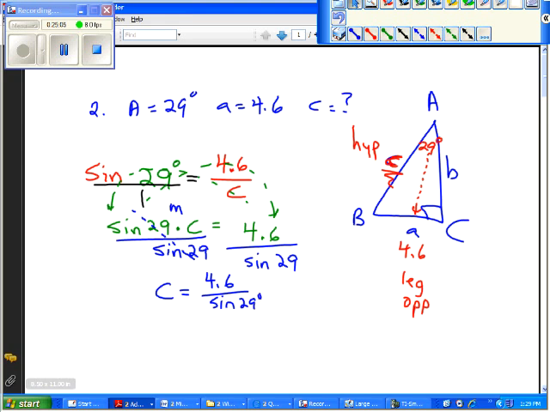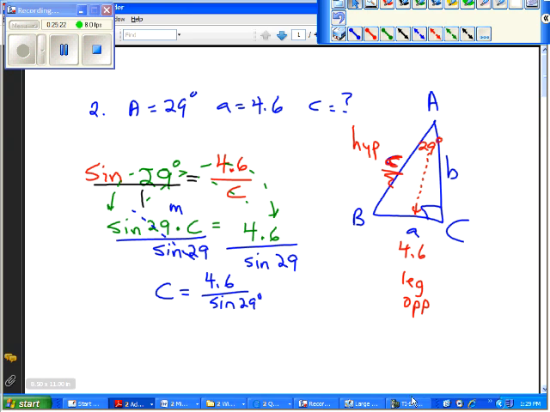Everybody understand that? And then you just punch it in. I'll punch that one in just so we can see it. But understand what we did mathematically? When the variable's on the bottom, we created a proportion and solved.